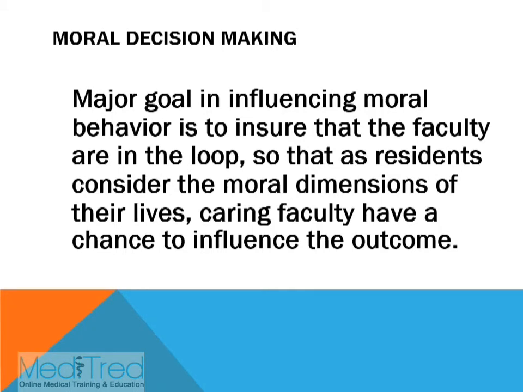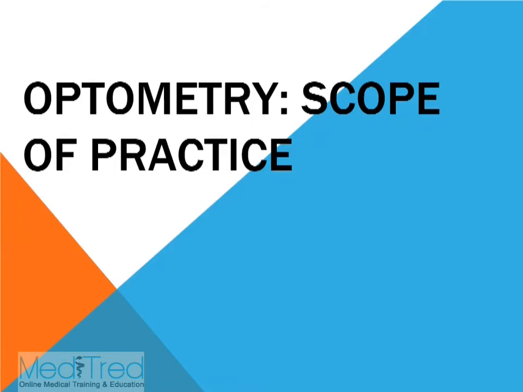So the major moral decision-making process in this is this. The major goal in influencing moral behavior is to ensure that the faculty are in the loop so that as residents consider the moral dimensions of their lives, caring faculty have a chance to influence the outcome, which essentially means that we as faculty have to influence these residents during their training process. So they have this ethical dilemma constantly built into their system and ask the question, is this right, what we're doing to this patient? Whether the patient can pay or not is immaterial.